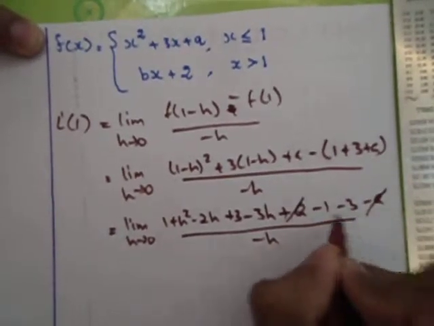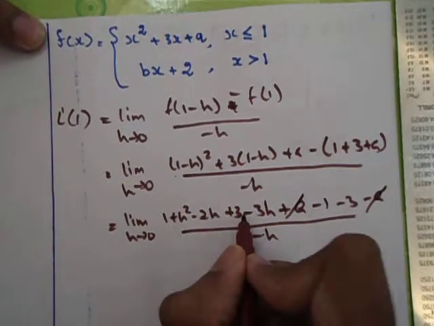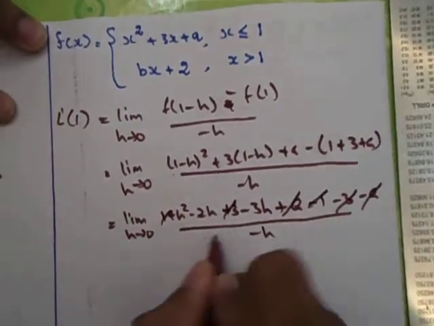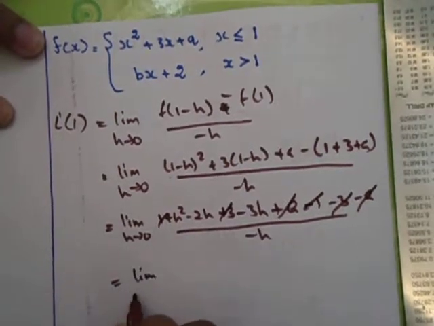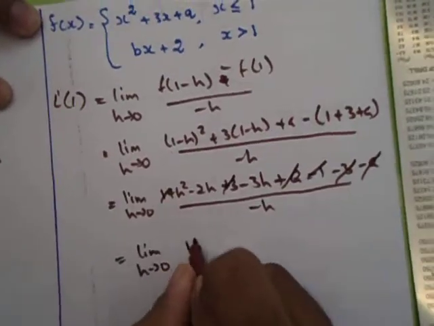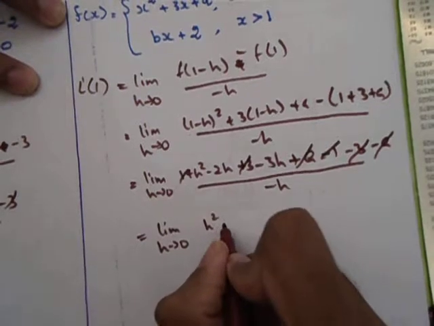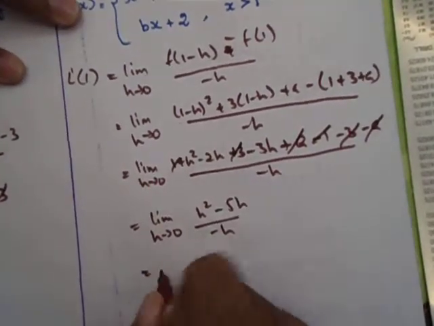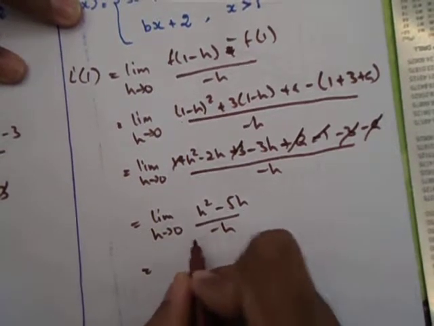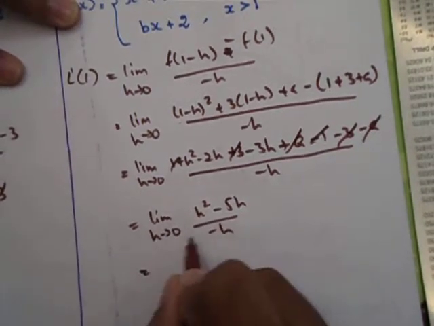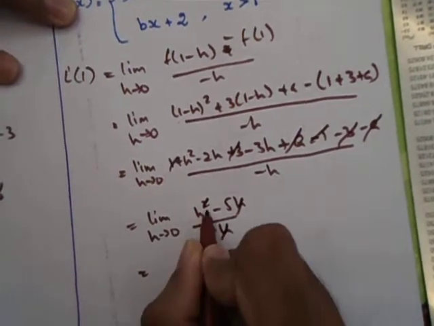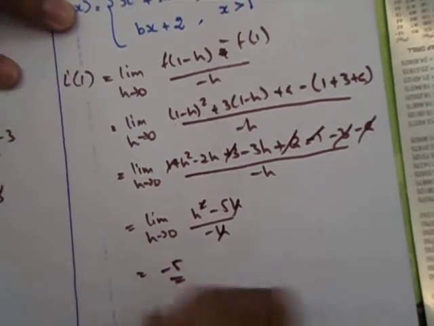So a gets cancelled, 1 and 3 also get cancelled. So we are left with limit h tends to 0, h square minus 2h minus 3h is minus 5h by minus h. So we get h gets cancelled here. So when we substitute 0, we get minus 5.